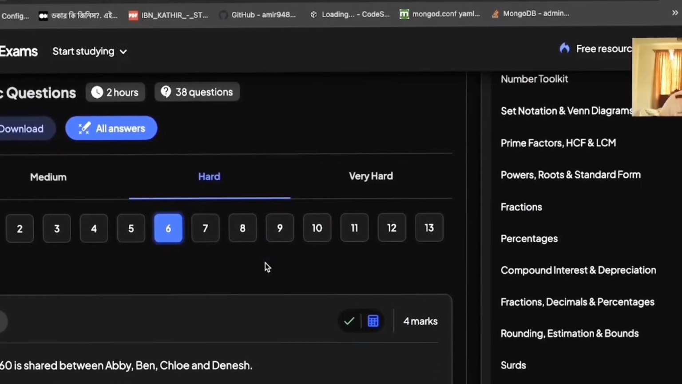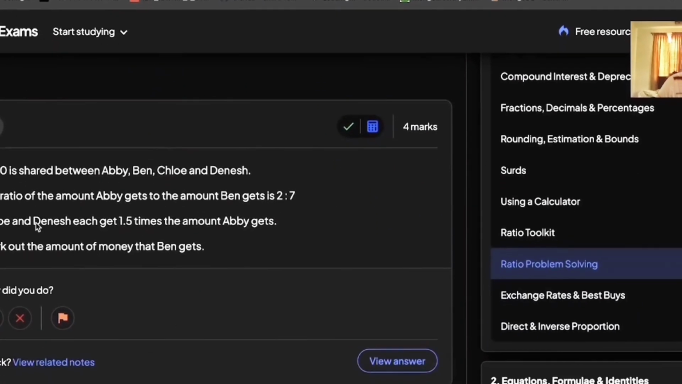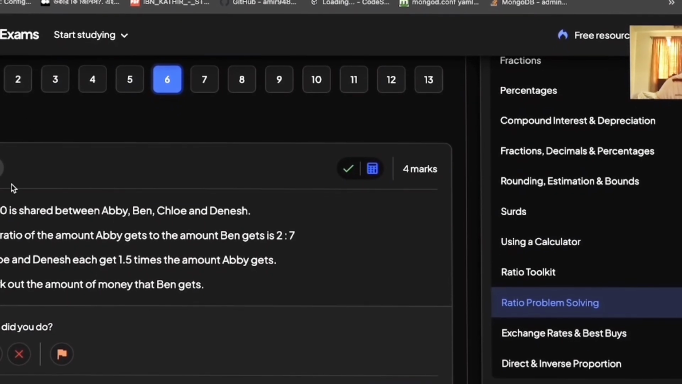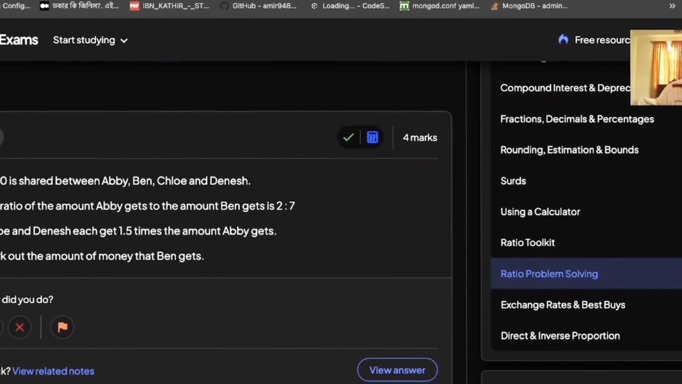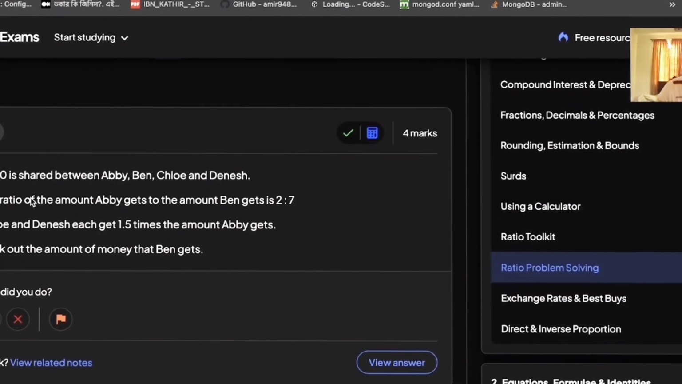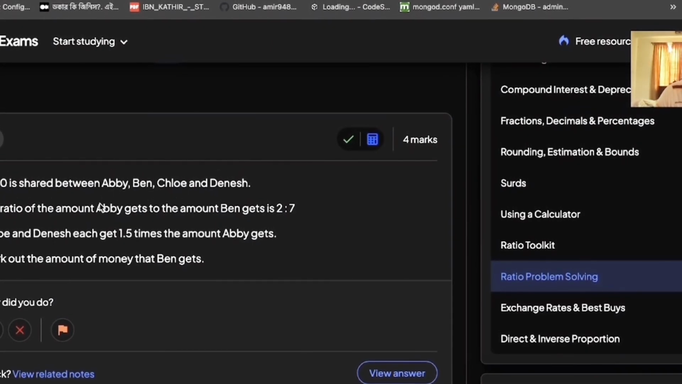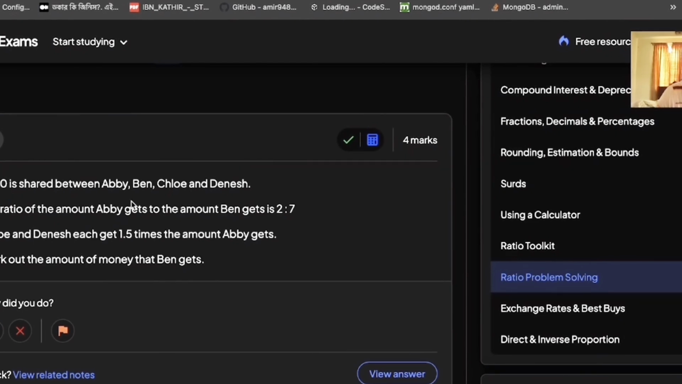I'll focus on problem number 6 of the hard category now. We have been following the hard category from the beginning. In problem number 6, let's read the problem. It says 360 pounds is shared between Abby, Ben, Chloe and Dinesh. So there are 4 persons here and 360 pounds is shared among these 4 persons.